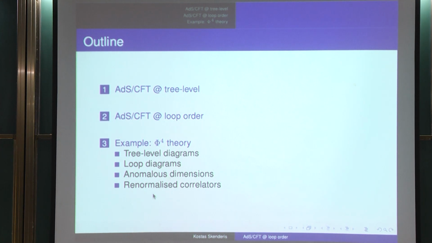First, I will rederive tree-level results using this and also deriving the usual Witten diagrams that people compute. Then we'll move on to discuss loop diagrams for the same theory. And then we will see that loop diagrams correspond to 1/N² corrections on the CFT side. And of course, we know from CFT that dimensions of operators receive corrections in perturbation theory. So we'll derive anomalous dimensions.